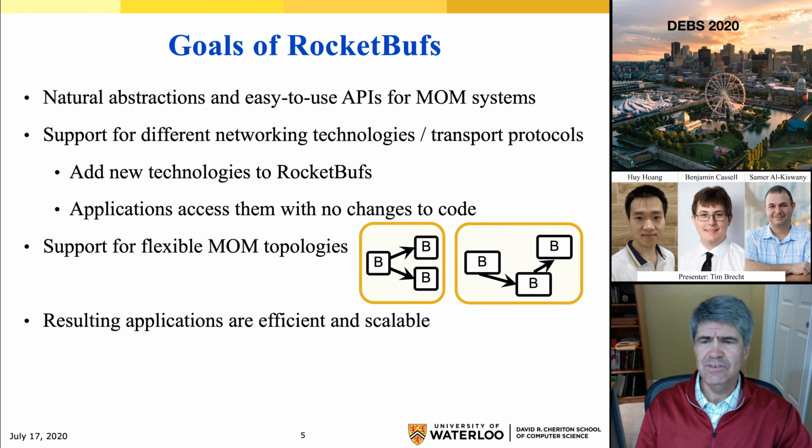So some of the goals of RocketBufs are: we'd like to provide natural abstractions and easy-to-use APIs for building MOM systems. And importantly, we want to support different networking technologies and transport protocols. The idea is that if the MOM application is built using RocketBufs, we should be able to add new technologies to RocketBufs, and the applications should get access and be able to use them with no changes to their code. We want to provide support for flexible MOM topologies, and we also want applications whose resulting performance is efficient and the system is scalable.